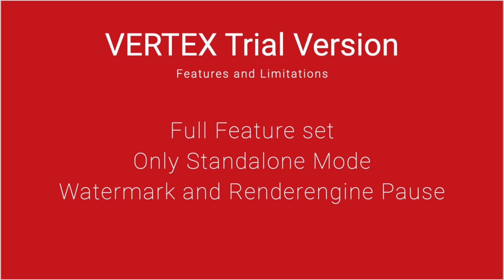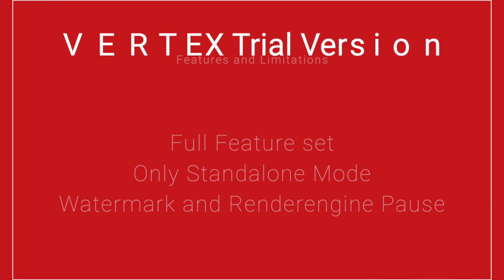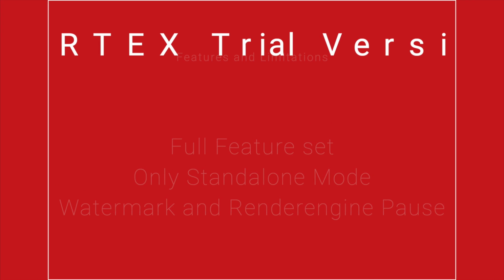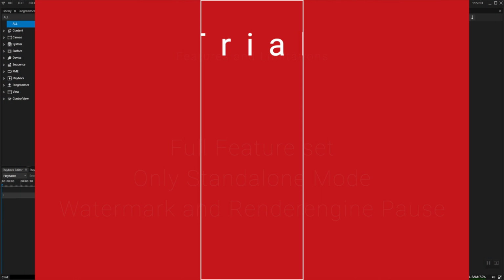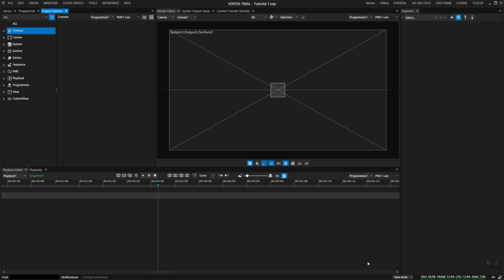So you cannot connect Vertex to another system using a Vertex license over the network, and you will not be able to use a full screen or an internal output without the watermark. But with the watermark and in standalone mode, you can test the complete software and work your way through it to get to know the interface. So let's dive right in and start importing some content.